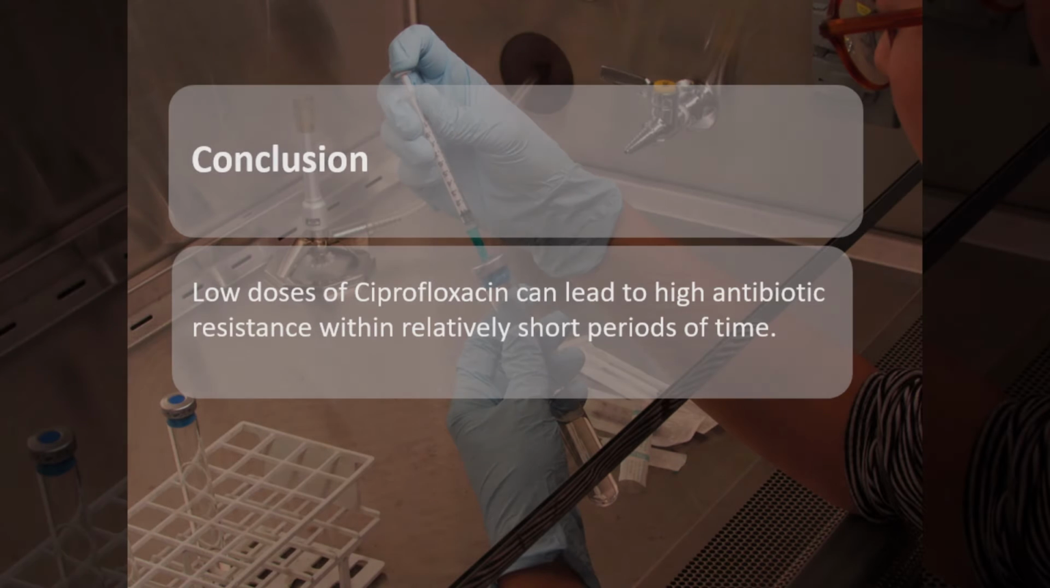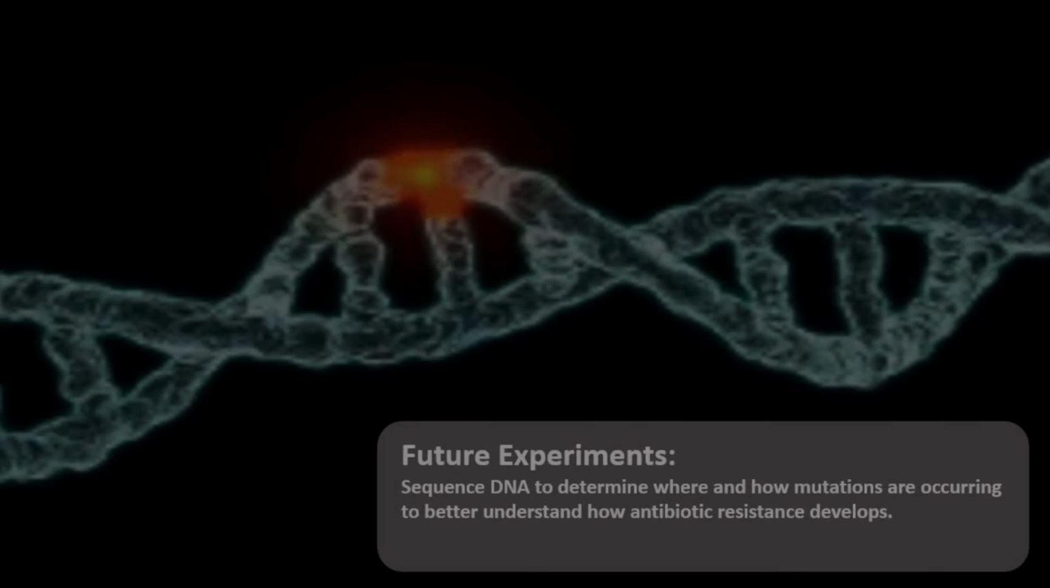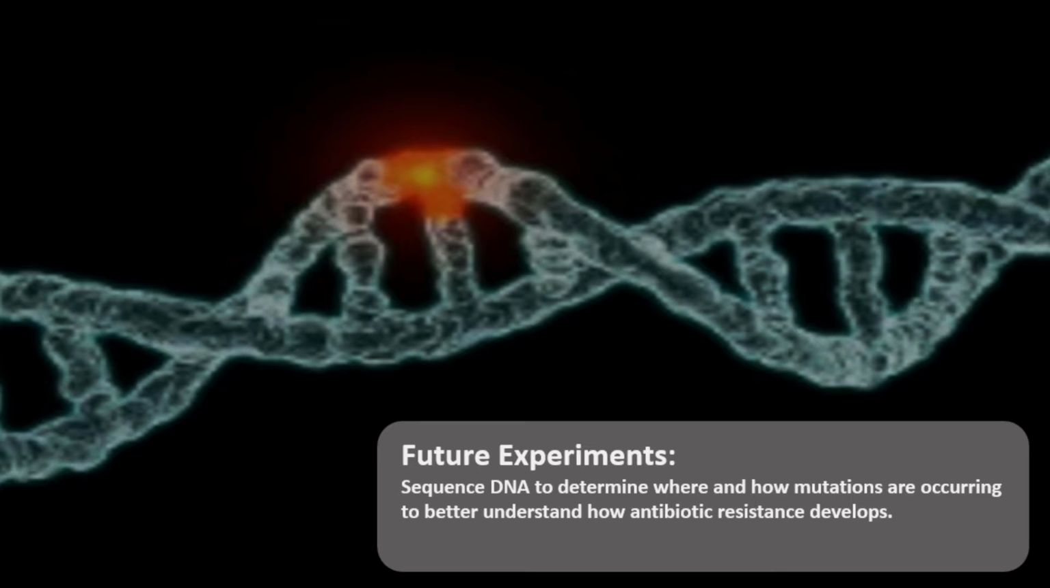This is worrisome because it shows that low doses of ciprofloxacin can lead to extremely high resistance within relatively short time spans. In future experiments, I plan to get the DNA of the cells from the 18-day experiment sequenced in order to determine where the genome is mutating and to hopefully give further insight into how it mutates. With this knowledge, we can get closer to understanding how to prevent the development of antibiotic resistance. In the meantime, it's best to try and limit society's usage of antibiotics to preserve their effectiveness for generations to come.